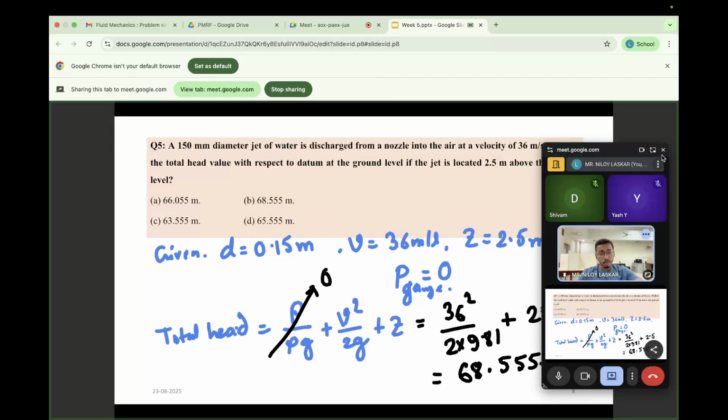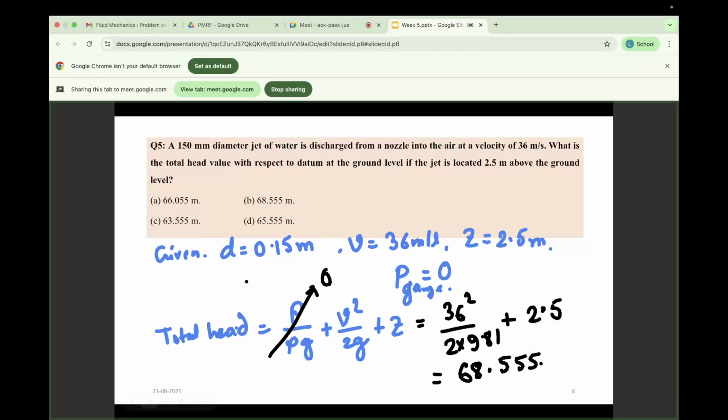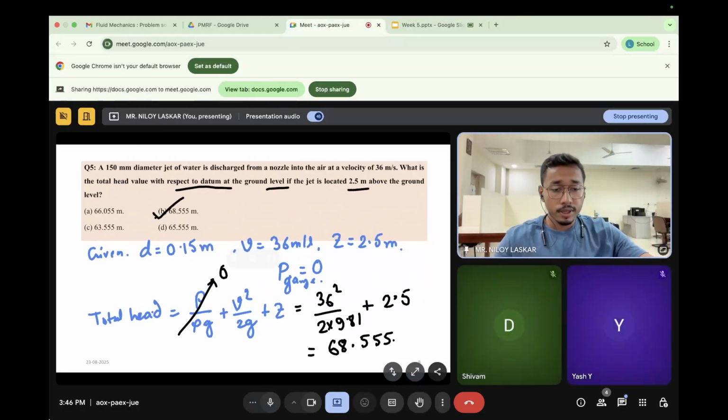you haven't added this value of z, that means the datum head. That's why your answer is coming A. But as it is given with respect to the datum at the ground level, that 2.5 is already given. So I think you haven't calculated this one. So the correct option should be option B. You understand the mistake? Yes.